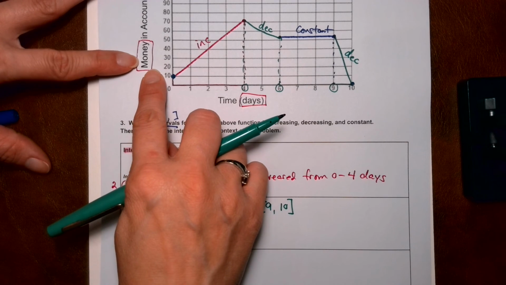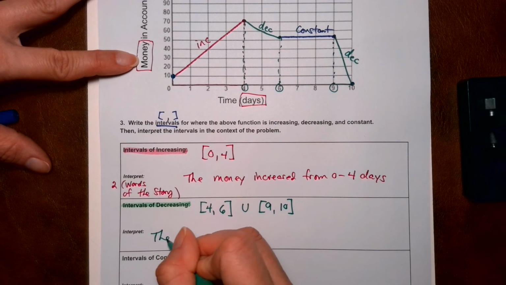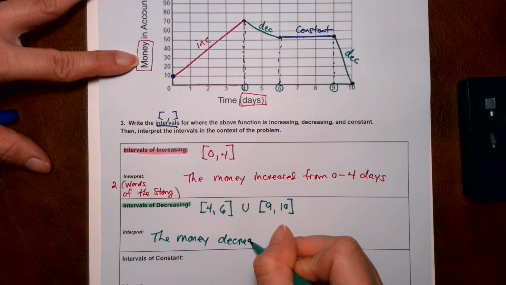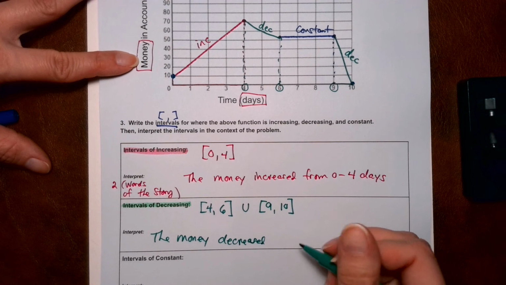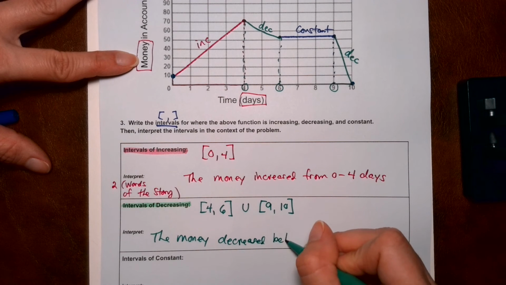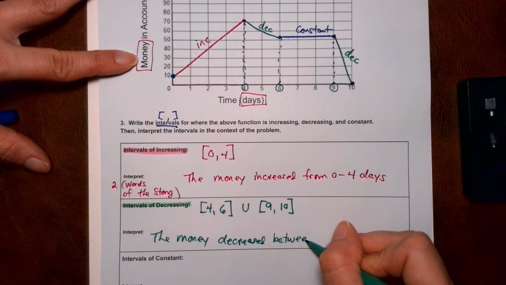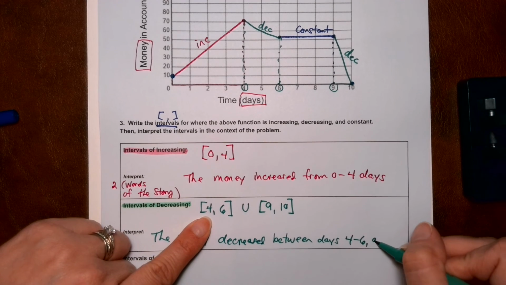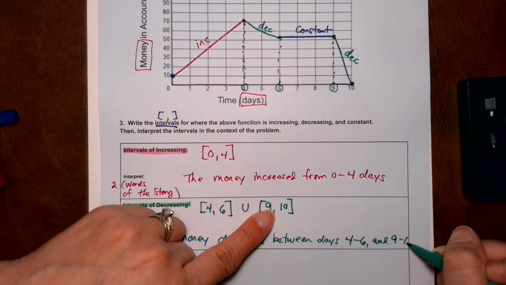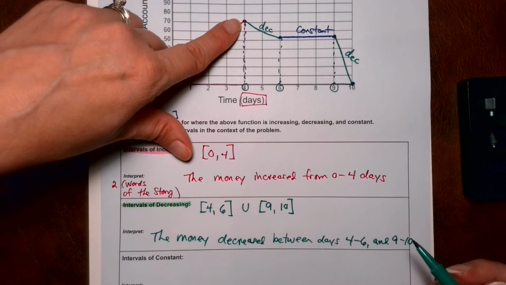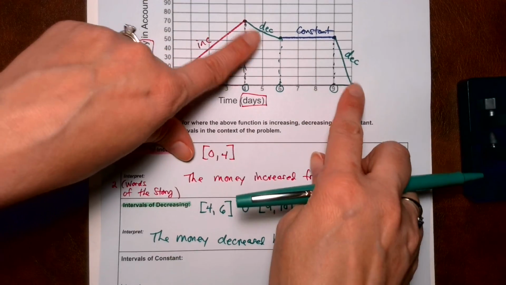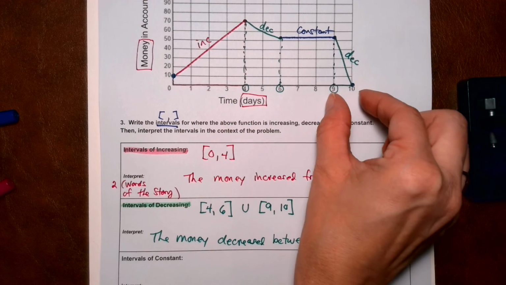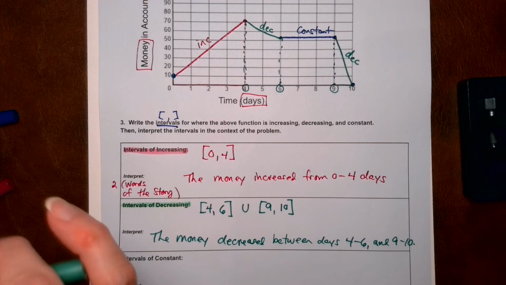So I'm going to start with money. The money decreased between days 4 to 6 and 9 to 10. Okay, you could also say that you lost money or you spent money. The money's going down, from here to here and between 9 and 10.